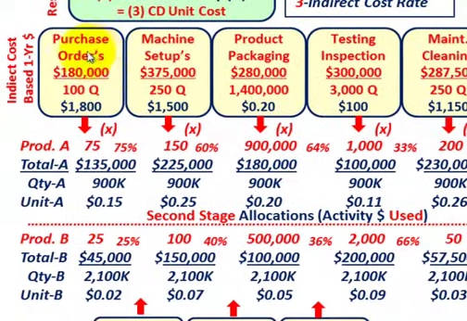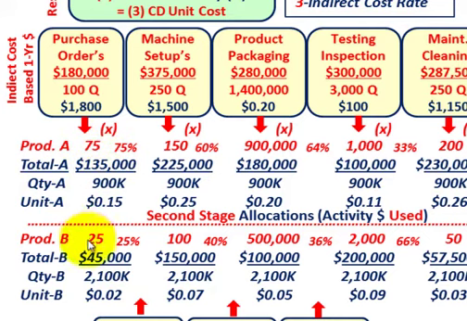So just starting with our first one, purchase orders for product A, we're saying of the 100 purchase orders that we have to process, product A is going to get 75 of those, or 75%. So $1,800 per order times 75 is going to give us a total cost of $135,000. And the quantity of product A that we're making is 900,000. So that's going to give us a unit cost of 15 cents a piece for allocating our purchase order cost for product A.